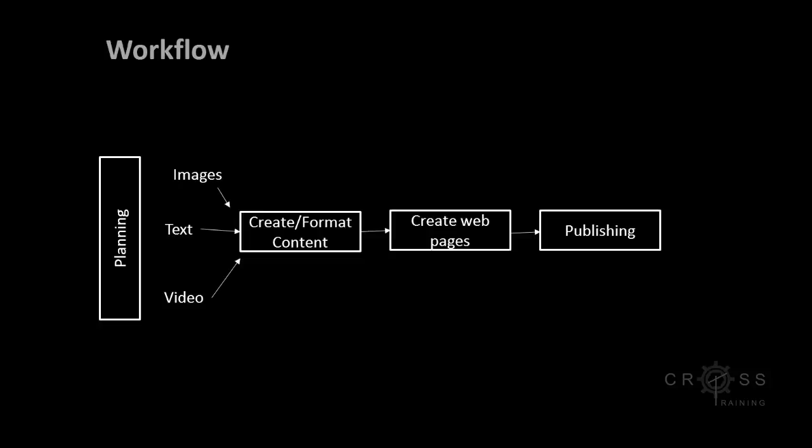We either create the content or we create and format the content, and basically we create the content in a way where it will fit on our website. The next thing we do is we create the web pages that will host this content, and then the last thing we do is we publish. And of course, like I said before, websites are usually works in progress, so where it says publishing, it could loop back to planning, it could loop back to create format content, or it could loop back to create web pages.